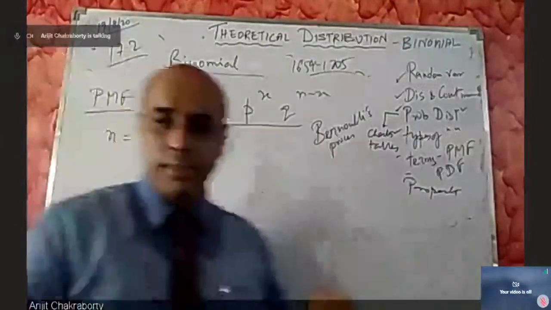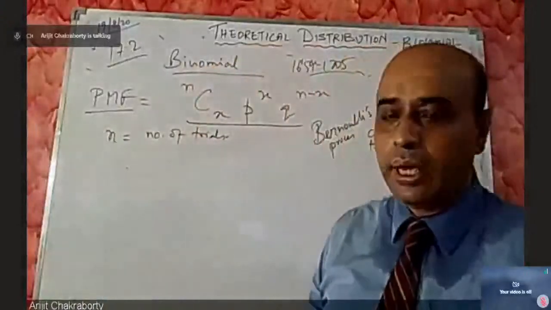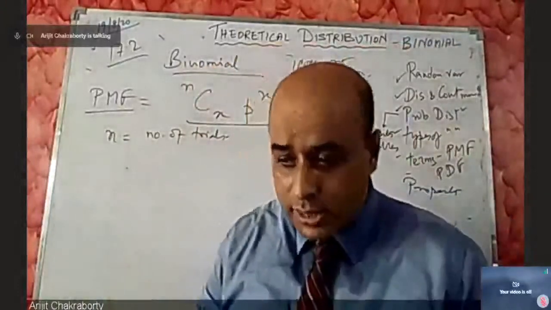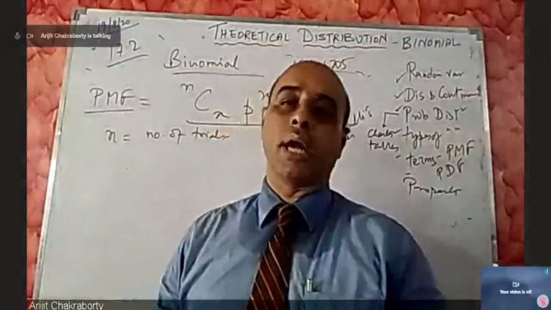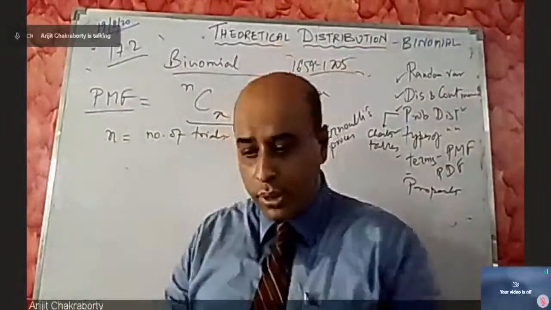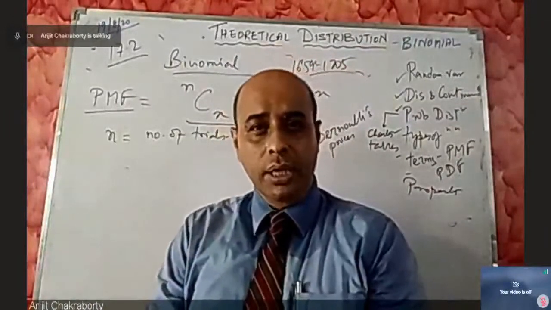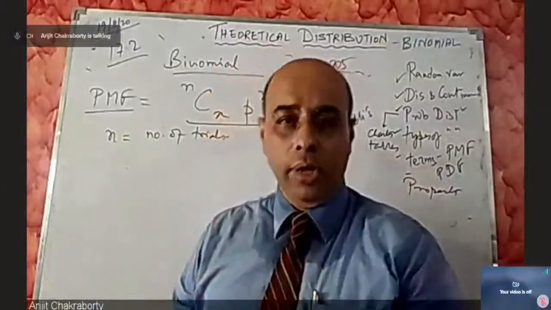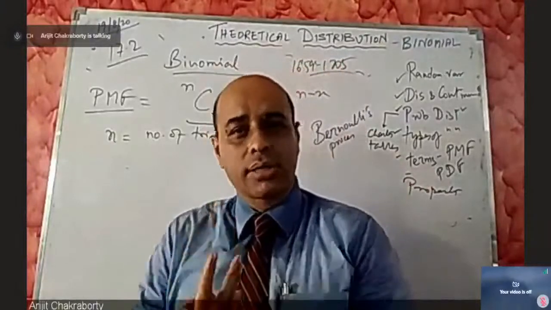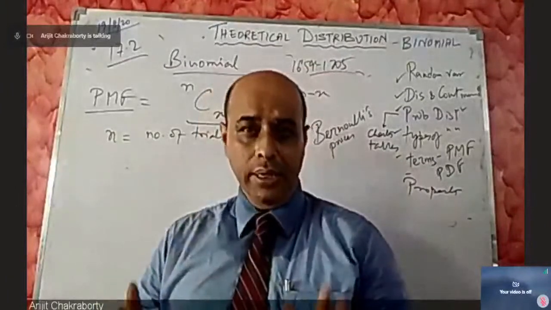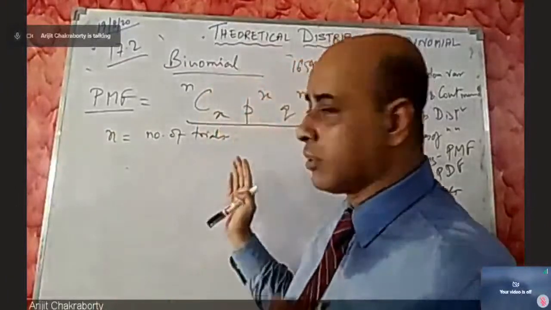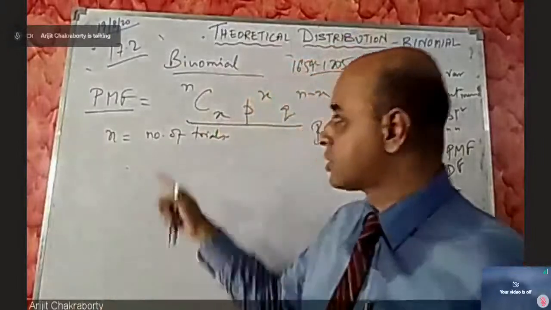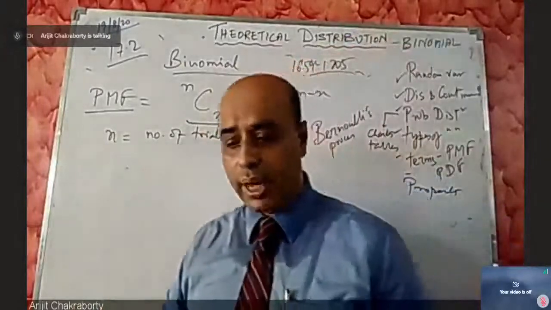Trials means experiments, how many experiments you are doing. A trial is an attempt to produce an outcome. It is like an experiment. Throwing of a dice, tossing of a coin, introducing a new product in the market. These are all examples of trials. These are called Bernoulli's trials or Bernoulli's process. n gives you the number of trials.